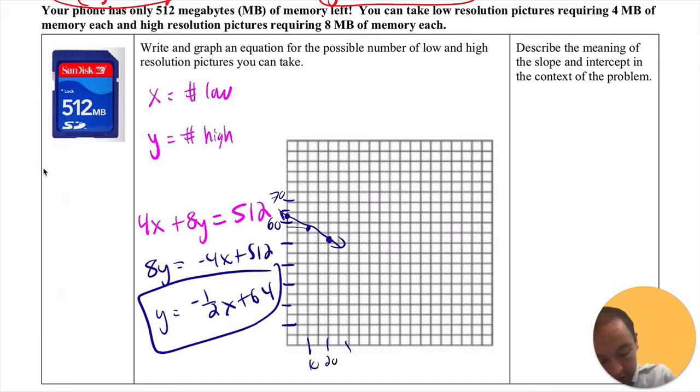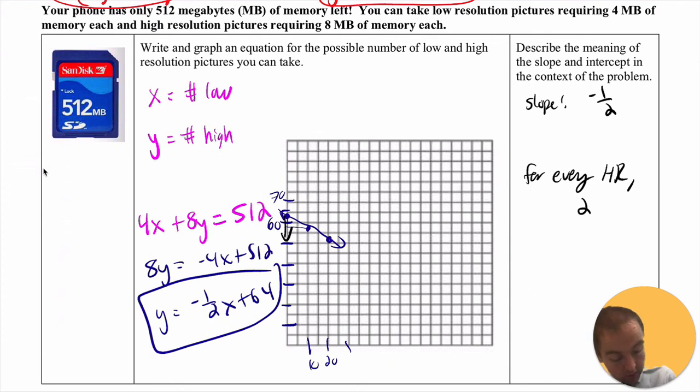And so to describe the meaning of the slope and the intercepts in the context of this problem, the slope right here is negative 1/2, right? Negative 1/2 is the slope. And that's explaining the relationship between the low resolution pictures and the high resolution pictures. So basically it's saying if I go down 1, that's the number of high resolution pictures. So for every high res, there's going to be 2 low res pictures that we can take, and that's of course true because low res is 4 and you can fit 2 of those into 8 megabytes. So that's what the slope means.